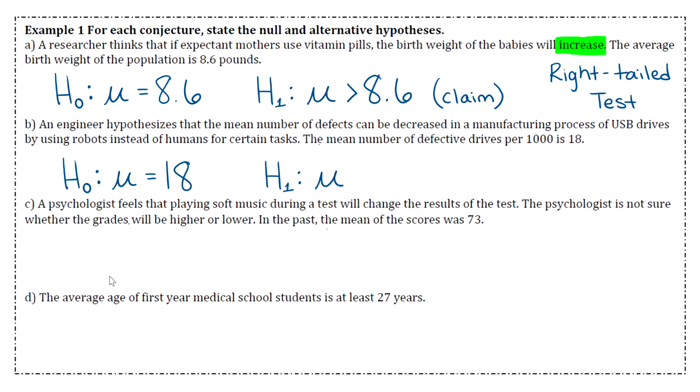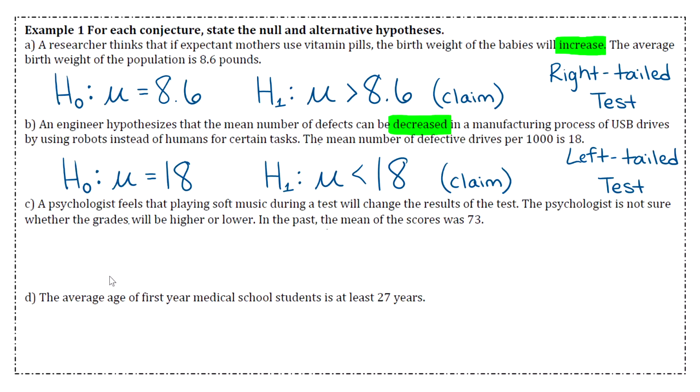Okay, so let's read it again. The engineer thinks that the mean can be decreased. So they think that the mean is actually going to be less than 18. So I'll put less than 18 in the alternative. I'll label that one as the claim. Since the alternative has a less than sign, this is what we call a left-tailed test. And both right-tailed and left-tailed tests are also referred to as one-tailed tests.